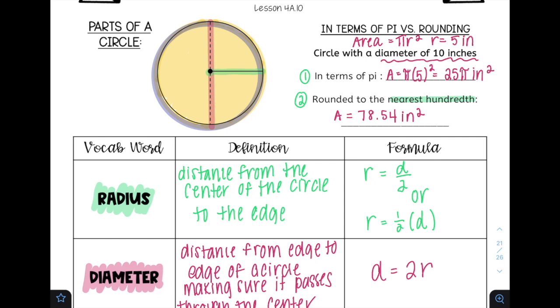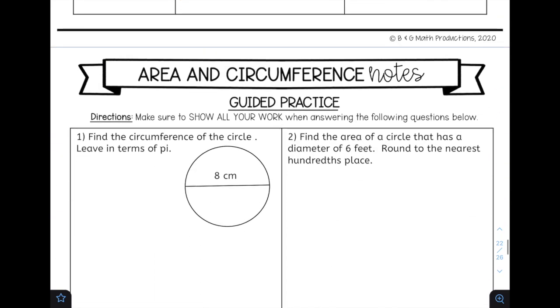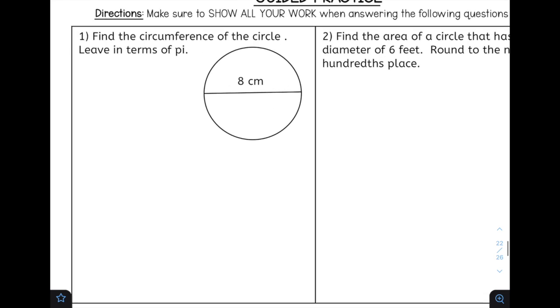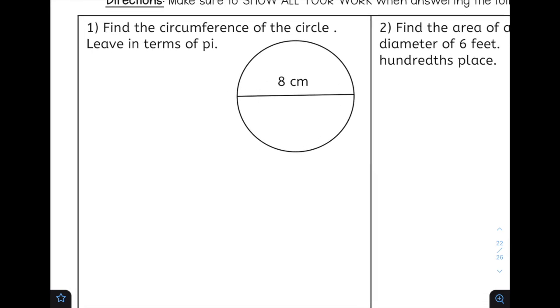All right, let's try the practice problems. Let's go to practice problem number 1. So here we want to notice what they're asking us for. We need to find the circumference. I know I have to leave my answer in terms of pi, and they're giving me 8 centimeters for the diameter because it's going from edge to edge. So I'm going to write this information down. I have my circumference. I know my diameter, which is 8 centimeters, and I'm going to make sure my answer is in pi.